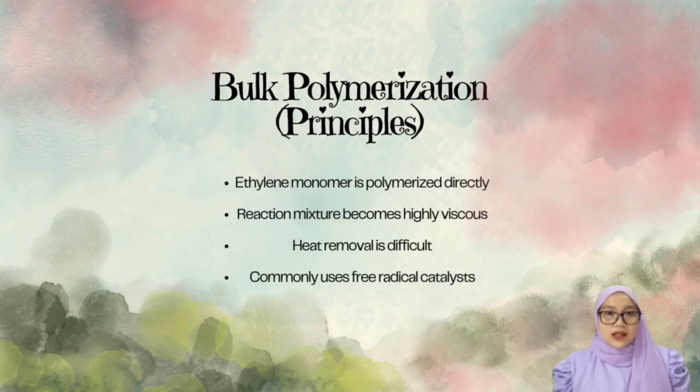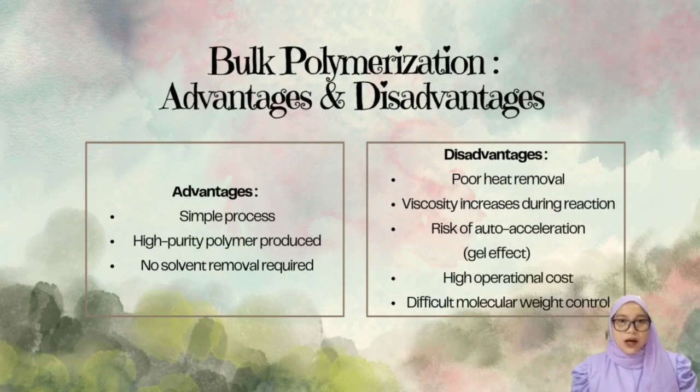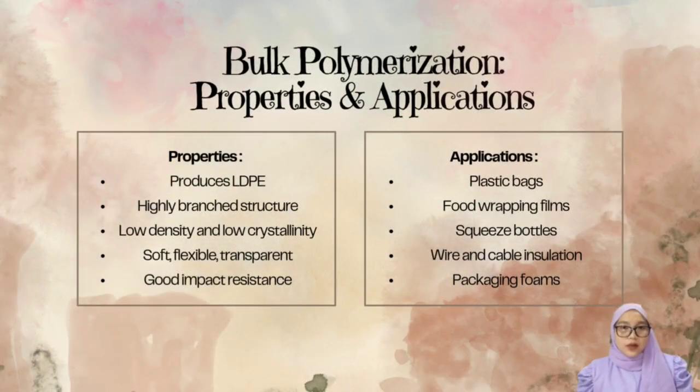One of the main challenges of this method is heat removal, because the reaction releases a large amount of heat and there is no medium to absorb it efficiently. The advantages of bulk polymerization include its simple process and the production of high purity polyethylene since no solvent is used. However, the disadvantages include poor temperature control, difficulty in handling the viscous mixture, and the risk of runaway reaction due to excessive heat. Bulk polymerization is commonly used to produce low-density polyethylene, or LDPE.